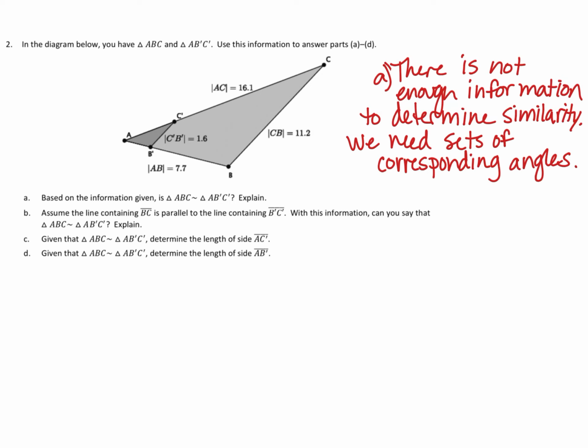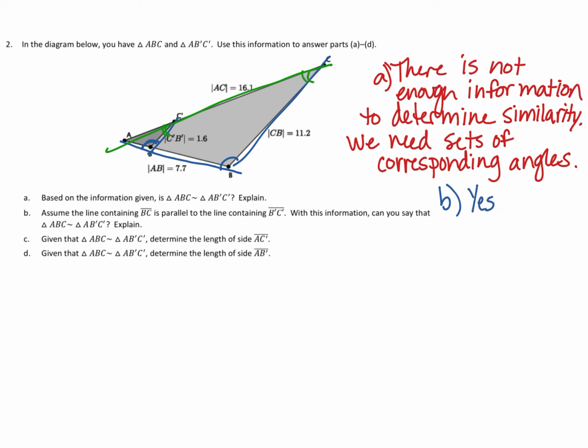B says assume that the lines are parallel. With this information, can you say they are similar? Now that these lines are parallel, we have this transversal creating corresponding angles here and here. We also have this transversal which creates corresponding angles here and here.